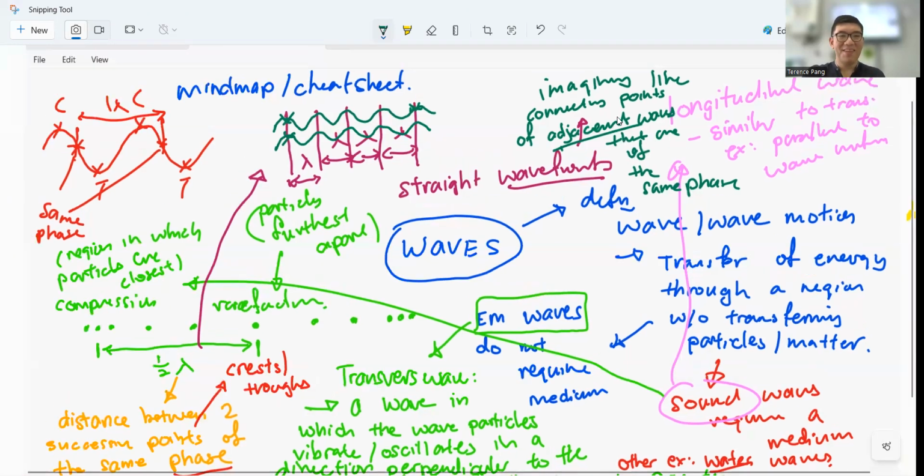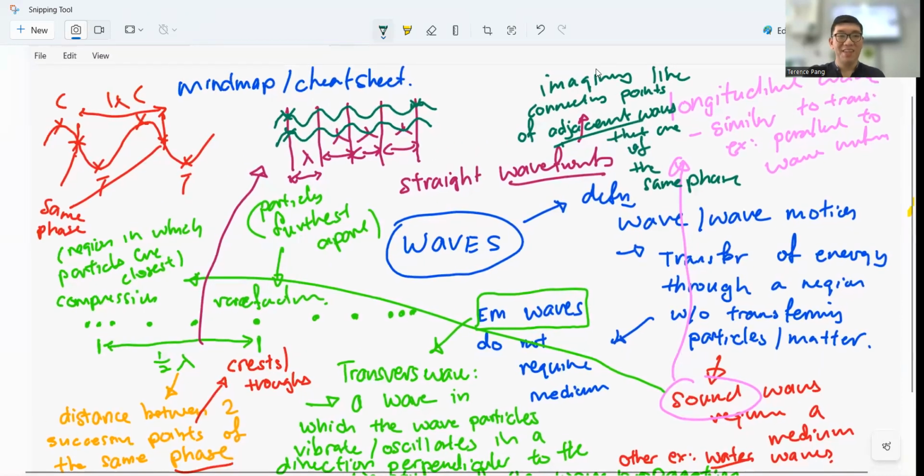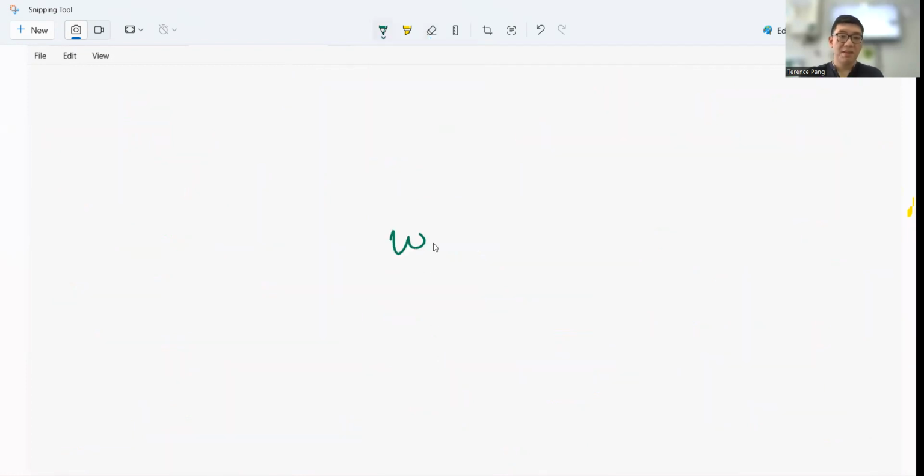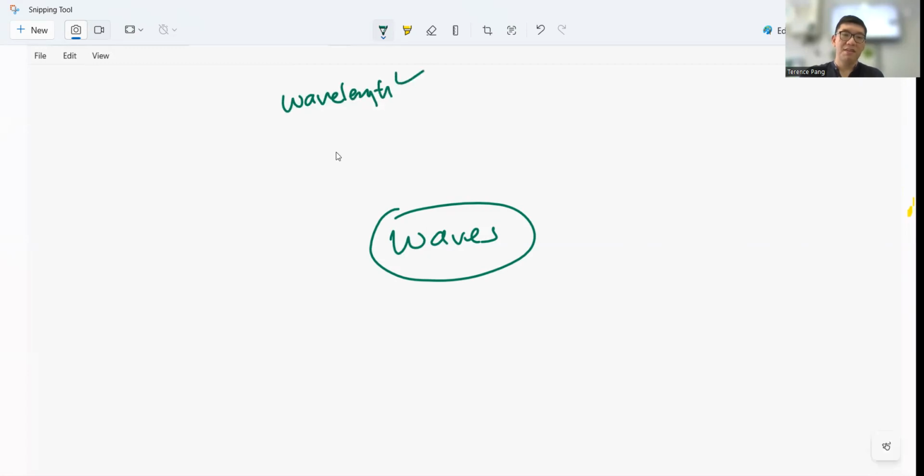There's more, but I don't have space. Okay, which means that I have to erase. Okay, so assuming that you have enough space and you are continuing the mind map. So on wavelength, we have completed. Let's talk about frequency.